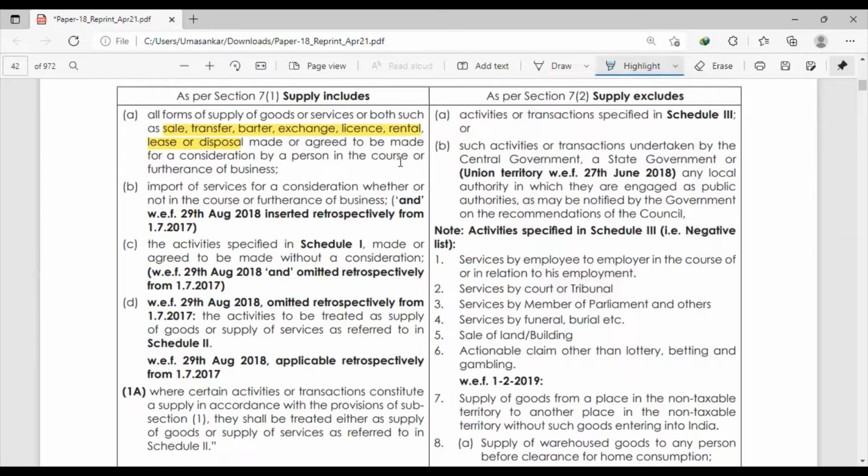Made or agreed to be made for a consideration by a person. I'm breaking the definition into some parts. So all forms of supply can take different forms. It may be sale, transfer, barter, exchange, license, rental, lease, disposal, but it should be done for a consideration. It should be made for a consideration.